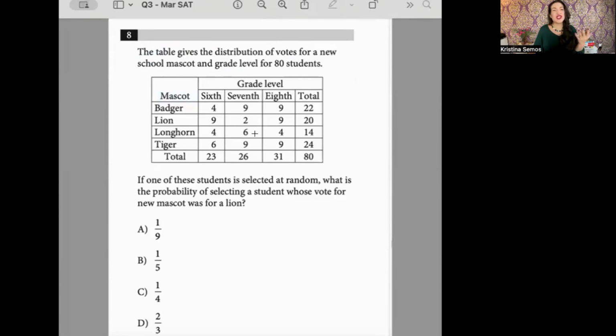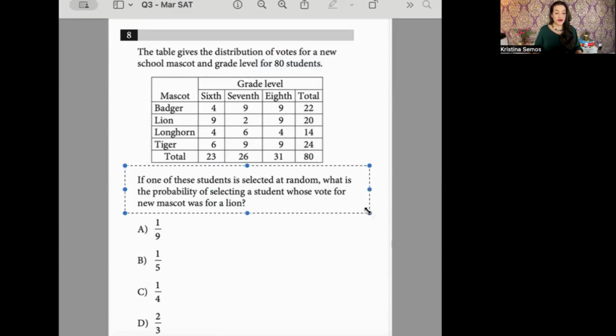So this is what we call a two-way table because we've got one variable going left and right, one variable going up and down. So up and down, or vertically, we've got the mascot. Horizontally, we have the different grade levels. And at the end, you'll always get your total number of students in the bottom right corner. Just like they said, there are 80 students. We see it right here. So we have to interpret this to then do what they're actually asking us, which is here.